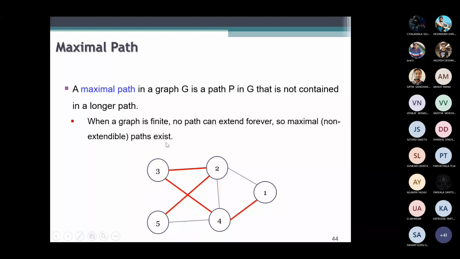If you look into this graph, then 1 4 4 5 is a path.